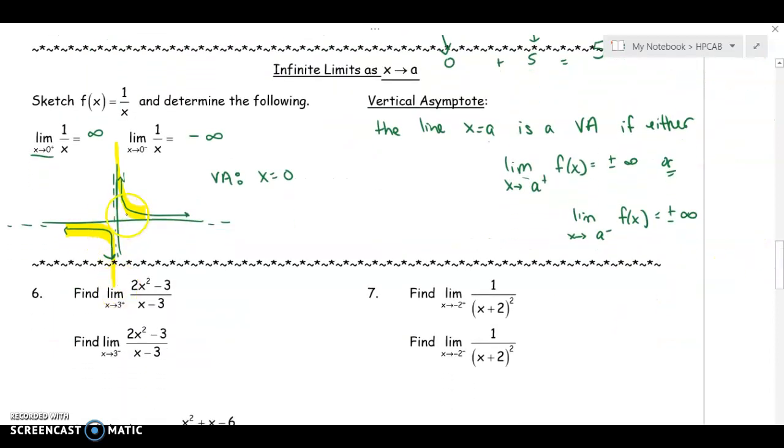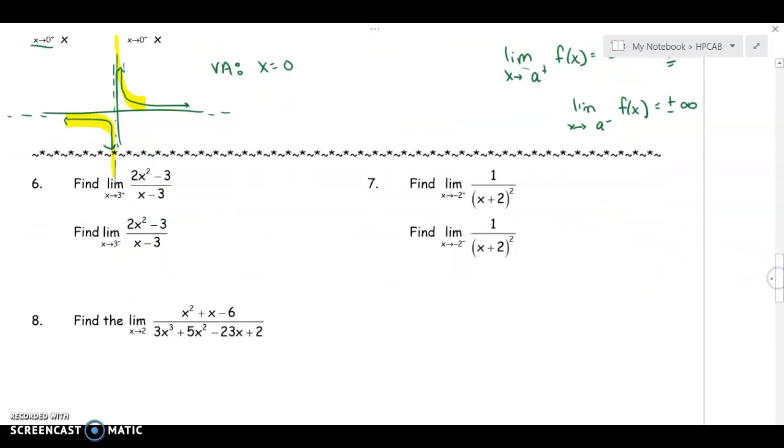As you approach a vertical asymptote, you're not actually going to get to cross it. It's either going to make you keep going up or keep going down, so it's positive or negative infinity. What we're going to do is some limits involving x approaching a vertical asymptote. Like in number 6, you can tell the vertical asymptote is going to be 3 because 3 makes the denominator 0. So we're approaching this vertical asymptote from the right and from the left.